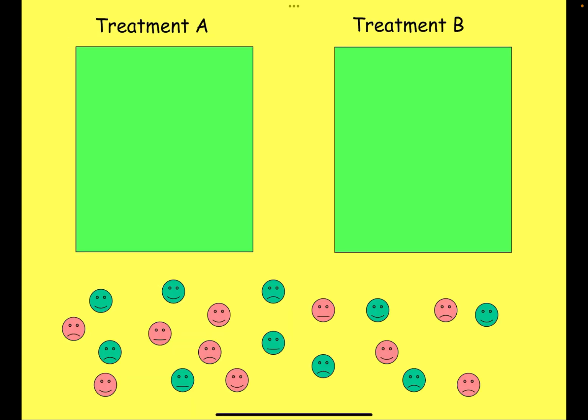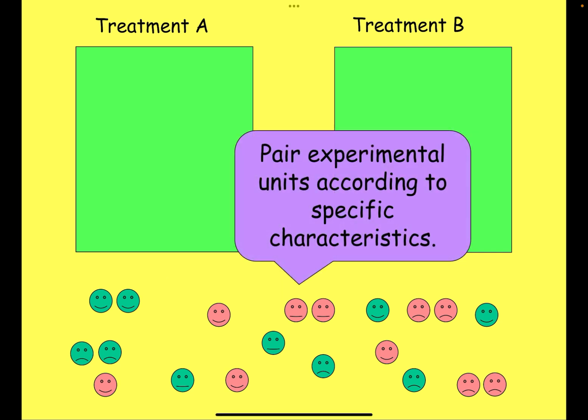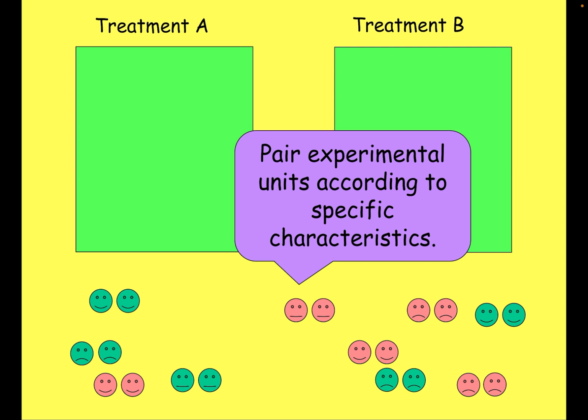So let's take a look here, back to our smiley faces. How is this going to become a matched pairs design? Well, if you notice here, the smiley faces are a little bit different because now they're not all smiling. Some of them are sad, some of them are neutral, and some of them are happy. So what we're going to first do is pair the experimental units according to specific characteristics. Notice here, I have blue smileys, blue sads. Everything is paired so that the faces are the same.